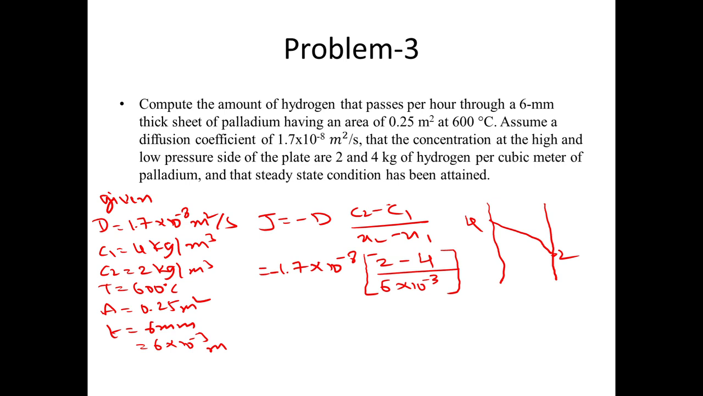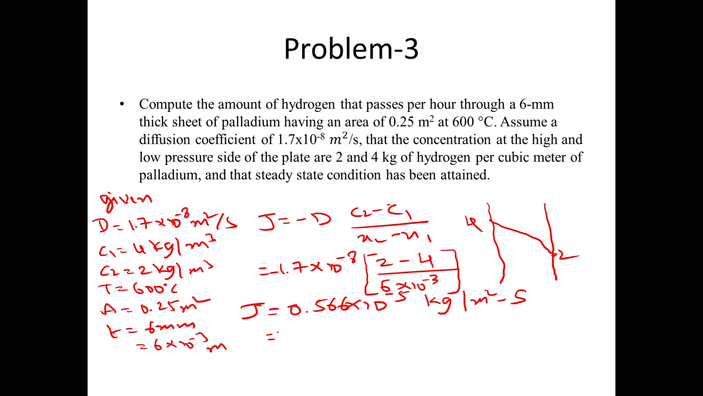1.7 into 2 divided by 6. It will be 0.5566 into 10 to the power of minus 5. This is kg per meter square per second that we got right now. But we need it in the form of per hour. Then we need to convert this answer. This is not a complete answer for our question.